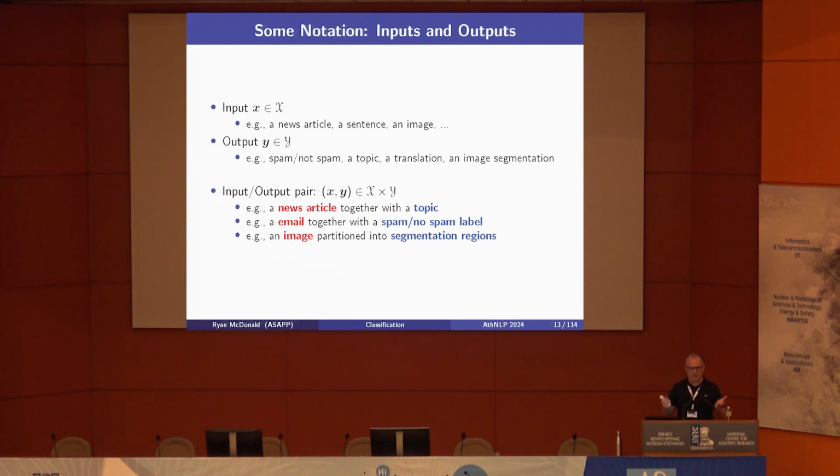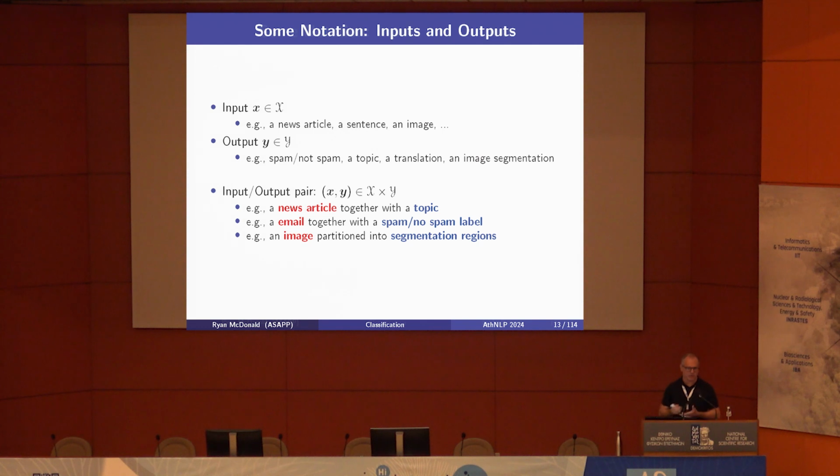So X is going to be some input. It comes from a space of inputs. That space can be infinite: all the sentences that could possibly ever be written, all the images that could ever be taken, and some output Y. Now we're going to assume that Y is finite for most of the lecture.